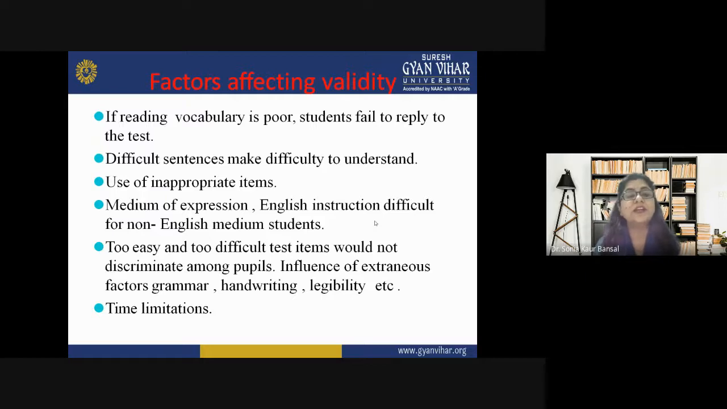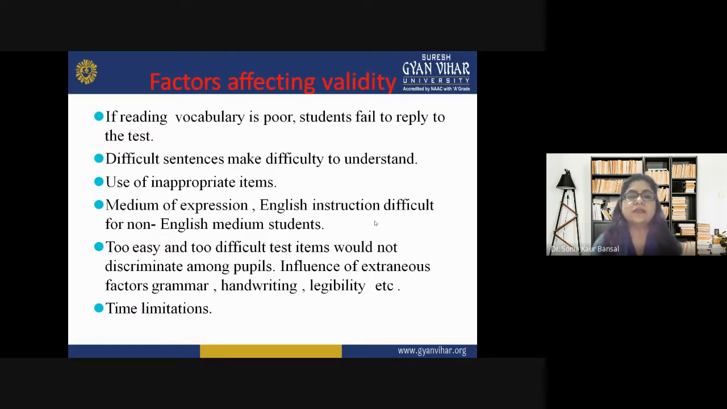And then secondly, difficult sentences make it difficult to understand. So it is always advisable for test constructors to create the test in legible and very clear language, so that the sentences are not difficult to understand for the students or the respondents whom they are targeting.